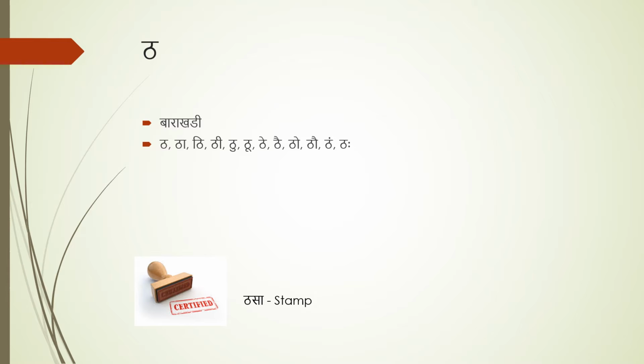The next one is Th, another simple one. A standing line and a circle hanging from that standing line. Of course, the top line. Barakhadi for Th is Th, Tha, Thi, Thi, Thu, Thu, The, Thai, Tho, Thau, Tham, Thah. An example of Th is Thasa, a stamp.